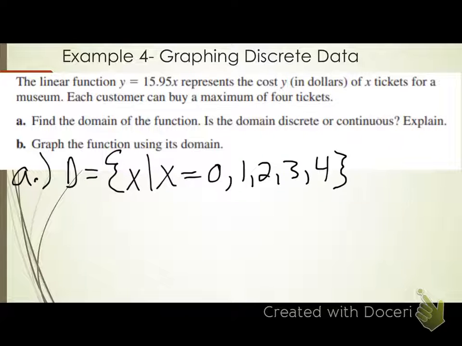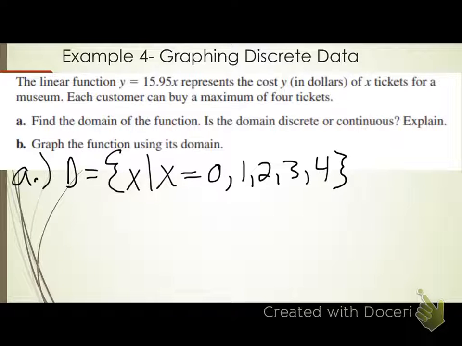There's my domain. Does that make sense on why that is my domain? Because the maximum amount of tickets I can buy is 4, so I have to stop there. My minimum amount of tickets I can buy is 0. And I can't buy any fractions of tickets, can I? So it has to be 0, 1, 2, 3, or 4 for my domain. Everyone good with my domain? Okay. Is this domain discrete or continuous?